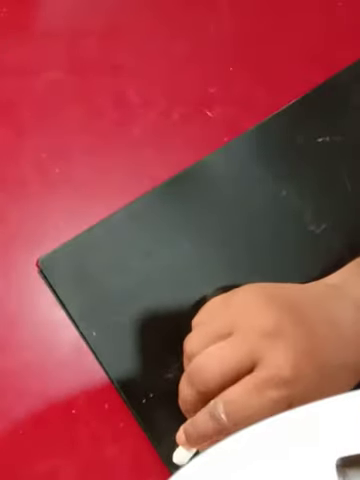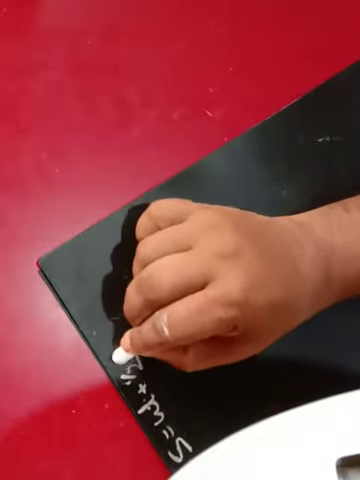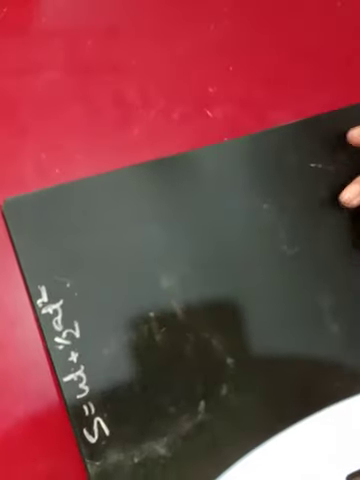Okay, the second equation: s is equal to ut plus half a t square. The body is moving with uniform acceleration a, and u is the initial velocity. After time t, you have to calculate the distance traveled, the displacement traveled by the body. So this expression is the displacement traveled by the body after time interval t. T time के बाद उनका distance कितना travel किया.